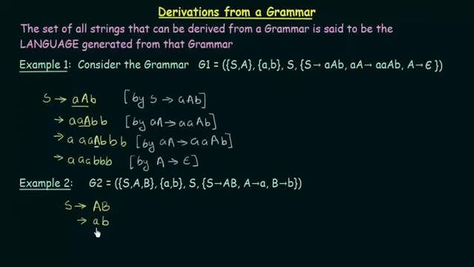So now we see that we get the string ab, and if you check, you can see that this is the only string that can be formed from this grammar. Since this is the only string that can be formed from this grammar, we can say that the language generated by the grammar G2 is given by the string ab. Our definition says that the set of all strings that can be derived from a grammar is said to be the language generated from that grammar. Now since this is the only string that can be generated from this grammar, this is the language generated by this grammar G2.